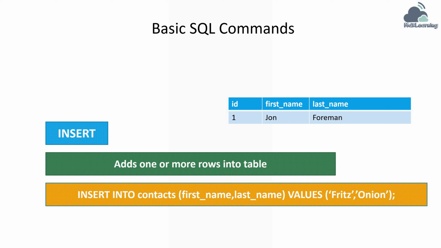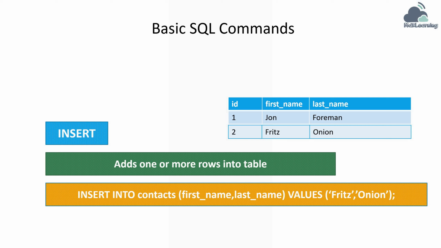The columns go inside of the parentheses. And then we specify a values clause. In the values clause, we specify the values that we want to be put into the table. In this case, we're saying Fritz and Onion, first name, last name. And so this would be the table after we executed this command.